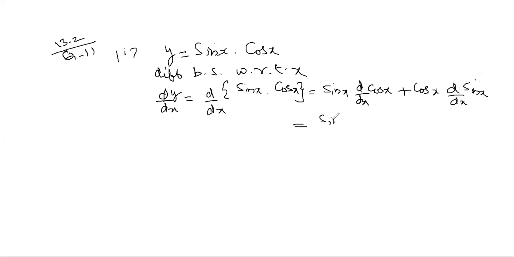What is the differential of cos x? Cos x is minus sin x. Remember this always, because in 12th class you have to do integration. That time, all the formulas will be inverted. The differential of sin x is cos x. So we are getting minus sin square x plus cos square x, that is cos x into cos x, which is cos square x.